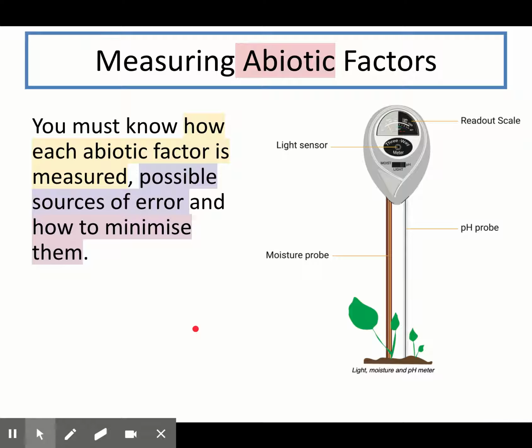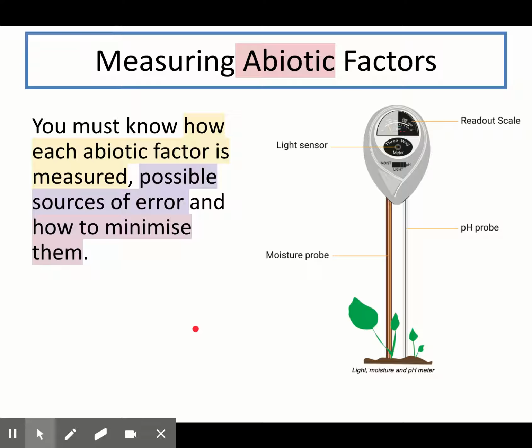Okay, now we're going to move on and look at how we measure abiotic factors first, and then we're going to look at biotic factors after. So first of all, you must know how each abiotic factor is measured. You also have to know for each one possible sources of error and how to minimise them as well.